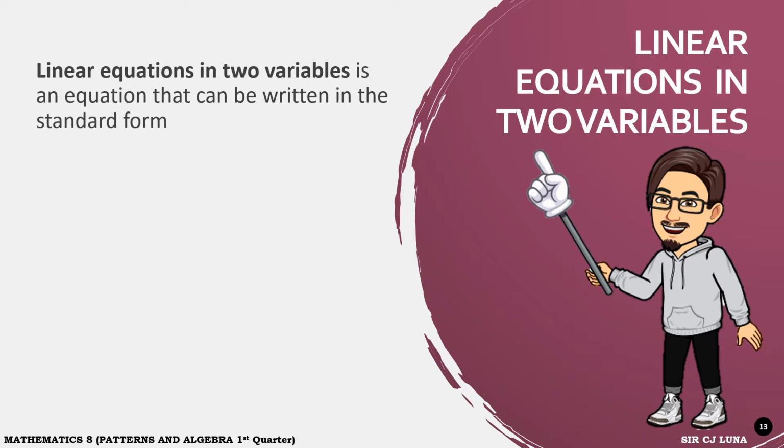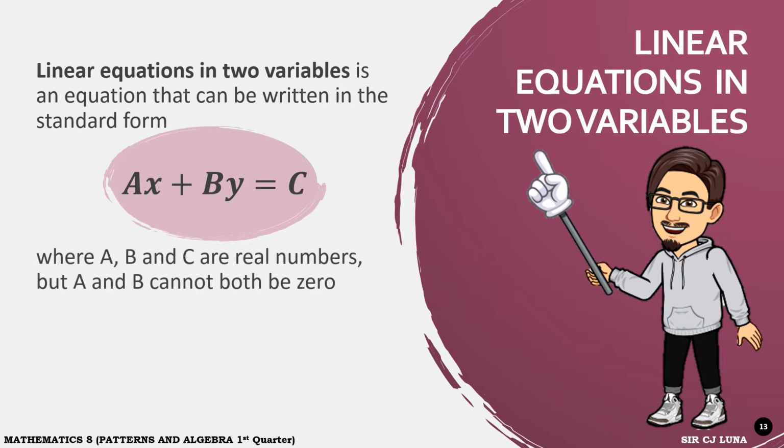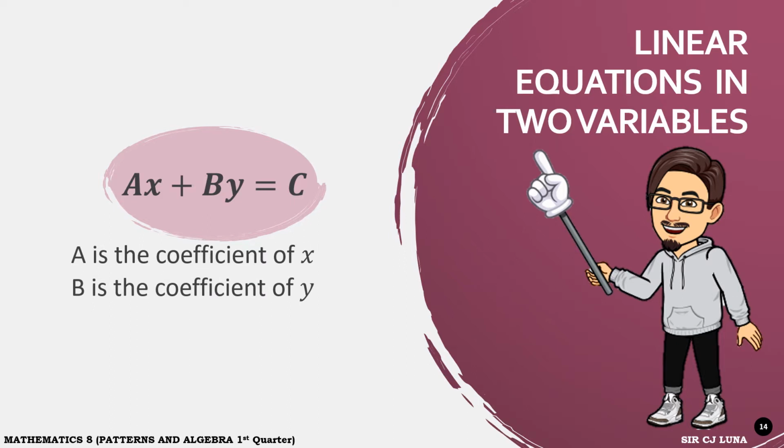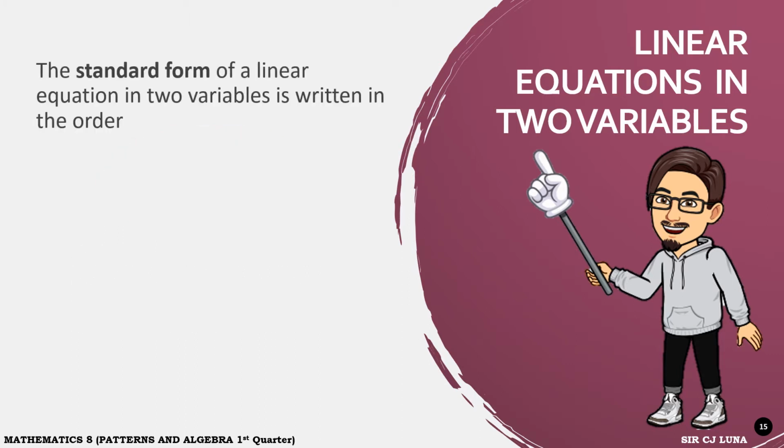A linear equation in two variables is an equation that can be written in the standard form ax plus by equals c, where a, b, and c are real numbers, but a and b cannot be both 0. Ax plus by equals c. This is the standard form of our linear equation in two variables. A is the coefficient of x, b is the coefficient of y, and c stands for the constant. The standard form is written in the order ax plus by equals c. All of the terms with variables are on the left side of the equation, and the constant is on the right side.